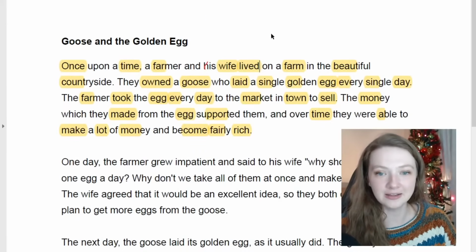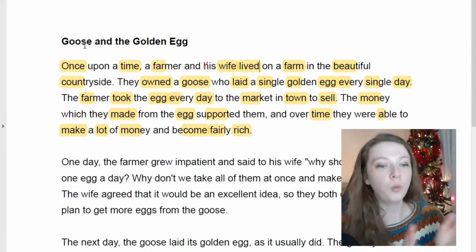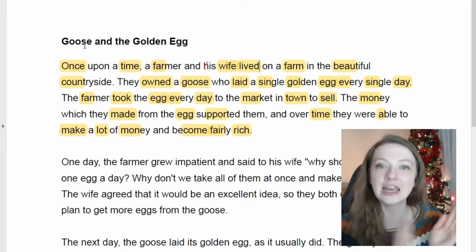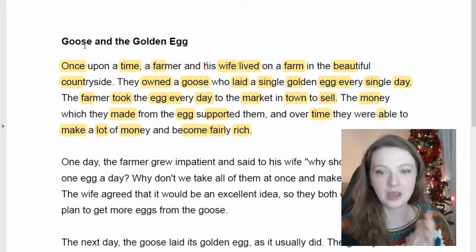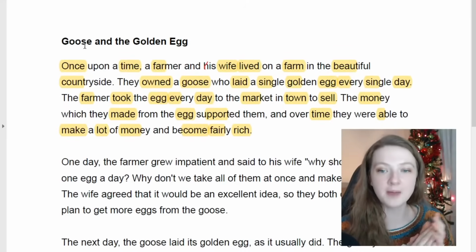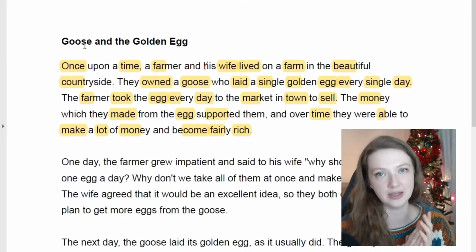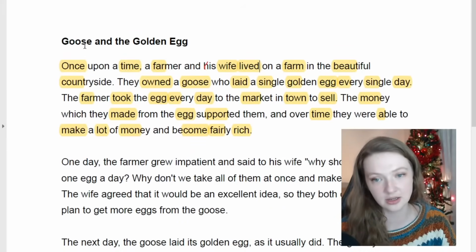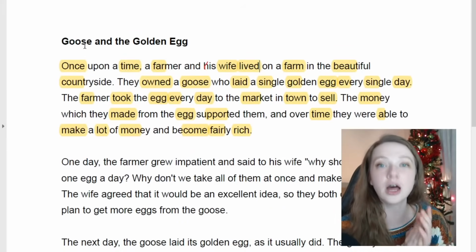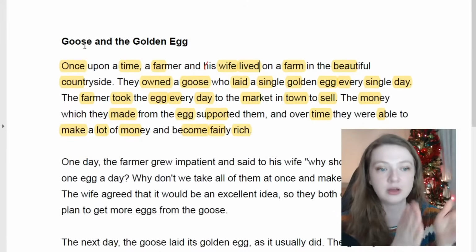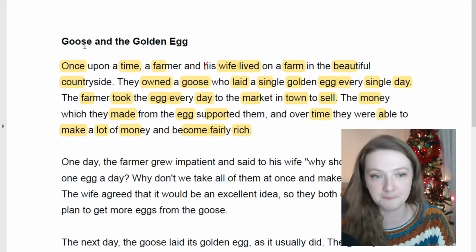So here, once upon a time, a farmer and his wife lived on a farm. Farm in the beautiful countryside. Countryside. In the beautiful countryside. Yeah? So notice the stress I'm using with countryside.